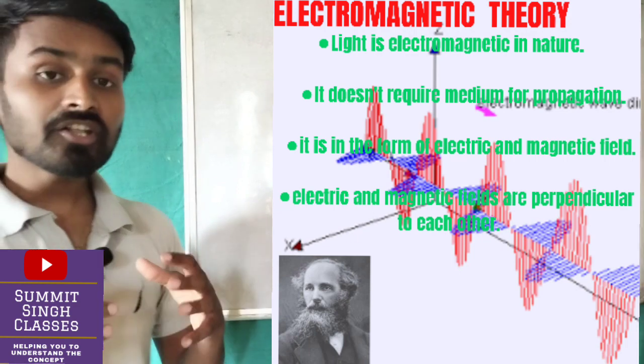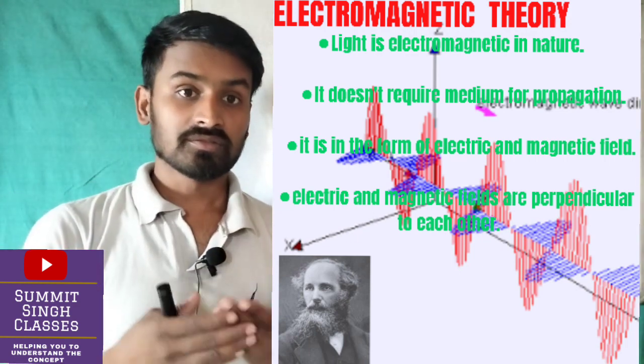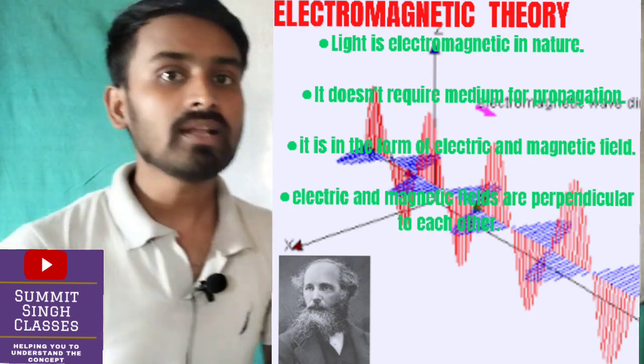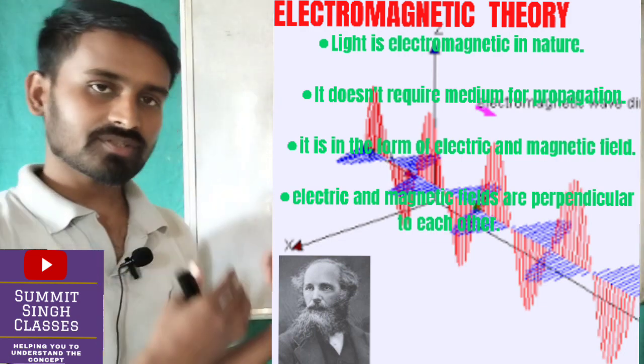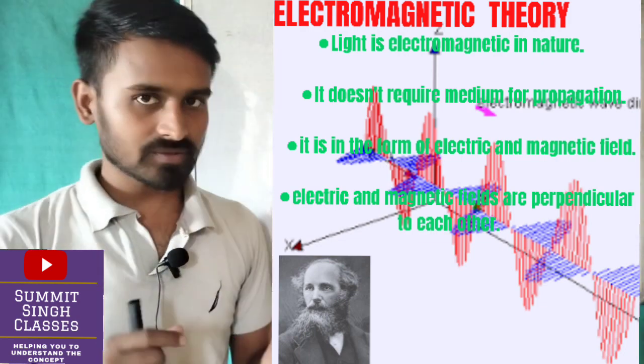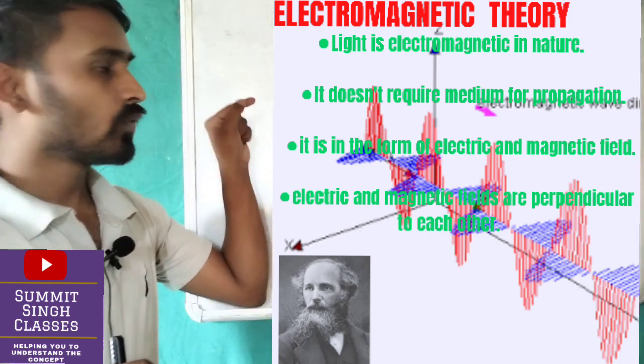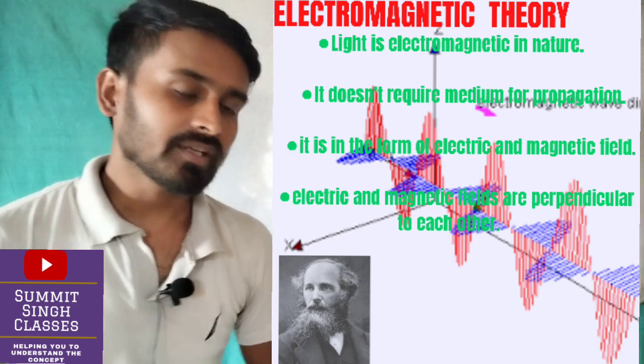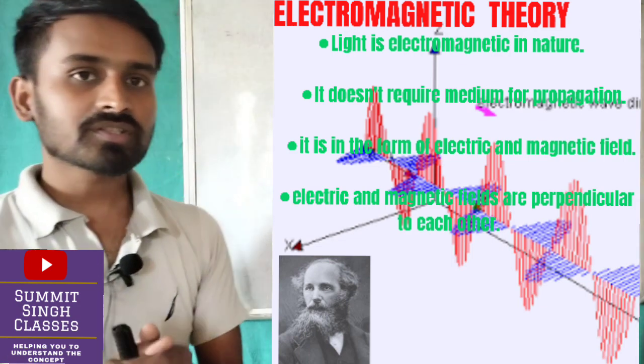And he succeeded in explaining the phenomenon of the transverse nature of light. How? I'm going to explain that. So the first thing was that light is electromagnetic in nature.